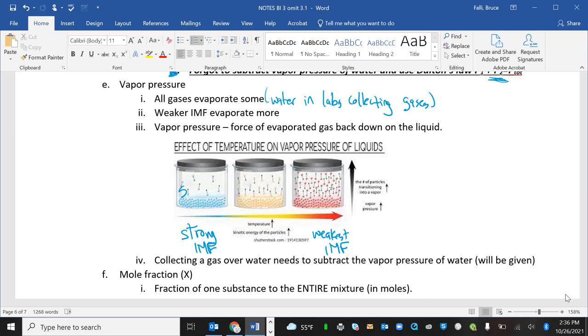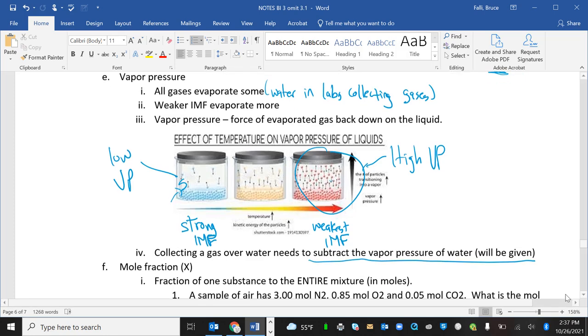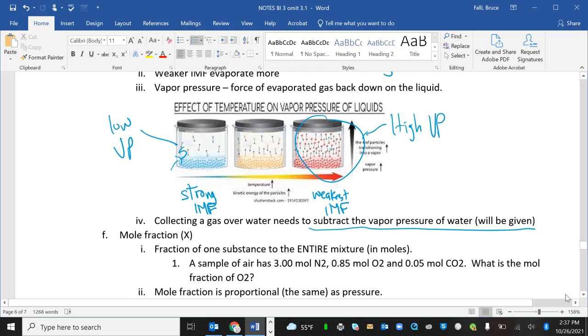And this would be the highest, that's a high vapor pressure. This would be a low vapor pressure. Collecting gas over water needs to subtract the vapor pressure of water. Most forgotten thing of the AP exam. The "will be given" means the vapor pressure of water will be given. You don't have to memorize it. It's not a number to memorize.